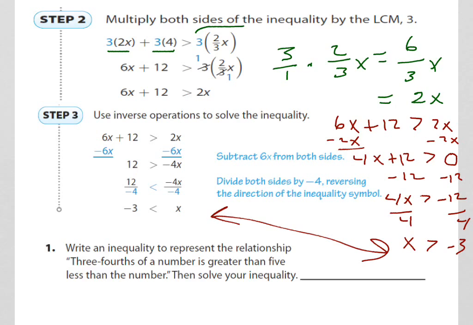So here's what I need you to do now: go ahead and take a look at this particular problem, number 1. Go ahead and stop the video and come back when you're done so we can see if we match up.